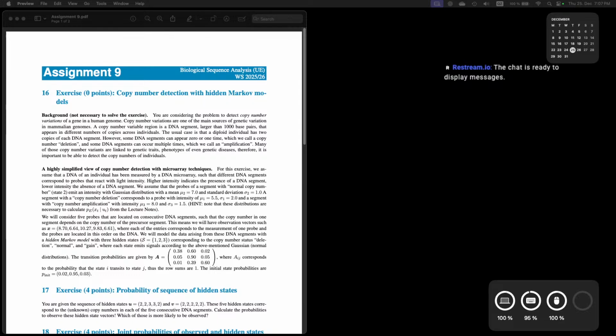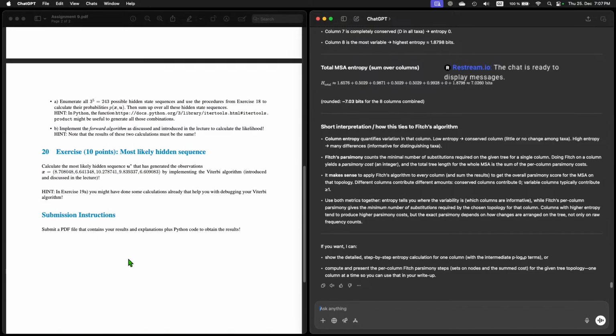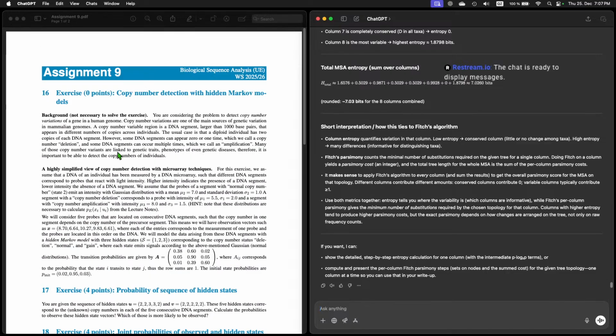Now the exercise. So, how is it this time? Exercise 10, copy number detection with hidden Markov models. We got 4 questions. Submit a PDF file that contains your results and explanations plus Python code to obtain the results. Okay. Copy number background. Not necessary to solve the exercise.